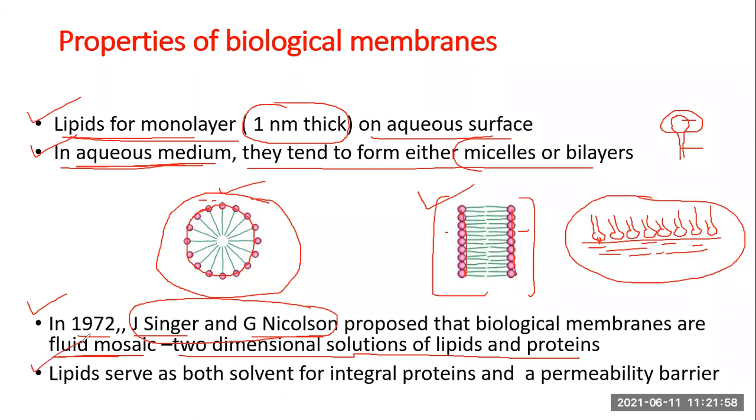Lipids in the biological membrane serve as a solvent for the integral proteins, meaning they provide space where integral membrane proteins can be embedded, and they interact with them using hydrophobic interactions. The second function is that lipids of the biological membrane serve as a permeability barrier. Because they are hydrophobic, they won't allow anything and everything to pass through. Particularly polar groups and charged species cannot pass through these lipid bilayers easily.